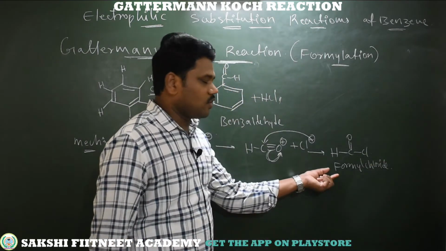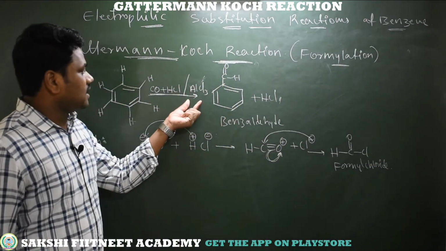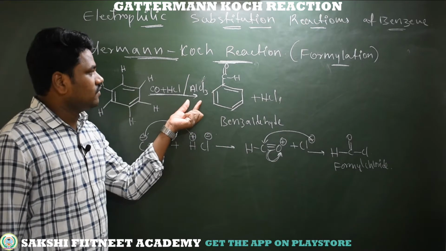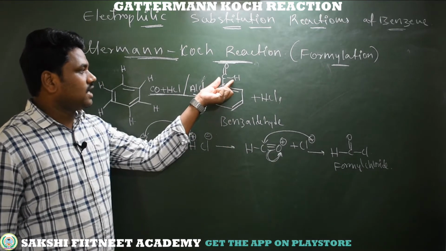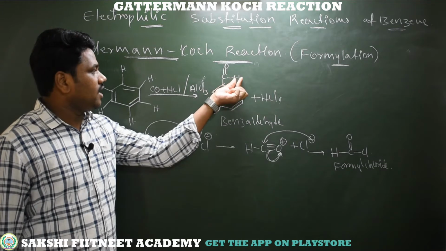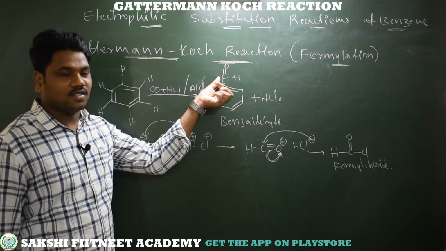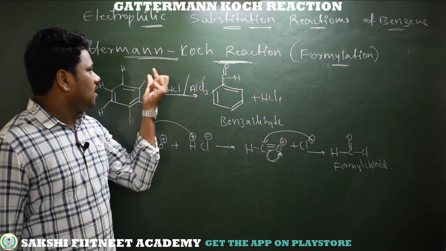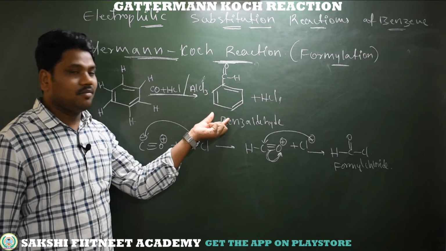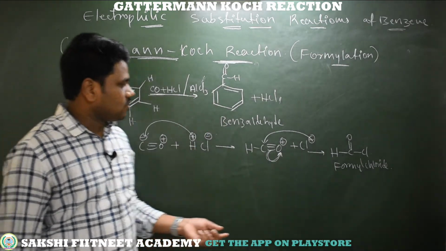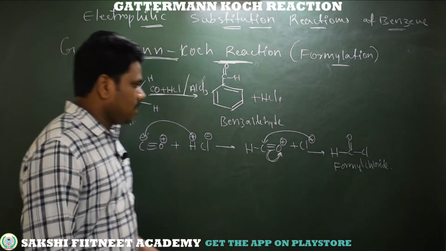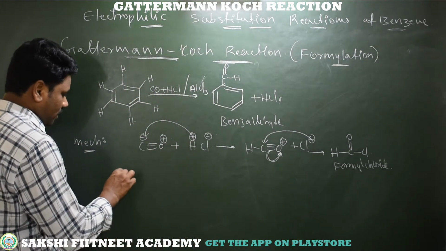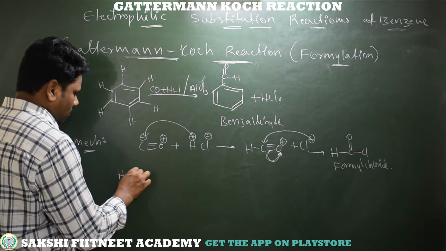So this formyl chloride with Lewis acid, that is aluminium chloride, generates the acylium ion, H-C double bond O with positive charge. So that is going to substitute any one of these hydrogens, then we will get benzaldehyde. So for that I am taking this formyl chloride to generate the electrophile.